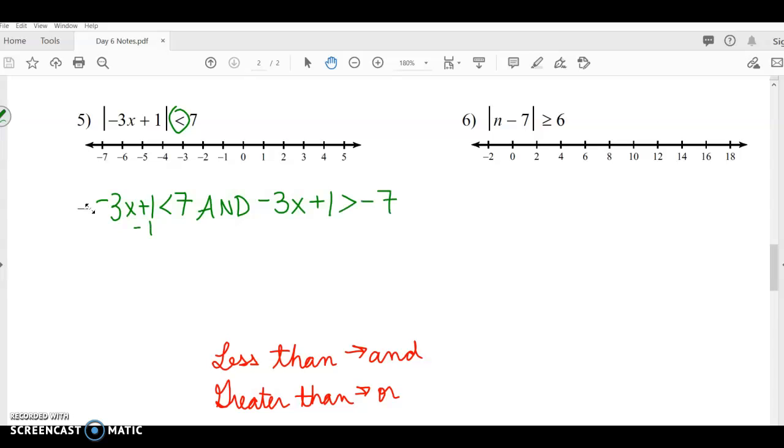Solve them. To get rid of a plus 1, we subtract 1. So we're at negative 3x less than 6. Divide by negative 3. So I've got to flip, right? That causes a flip. So x is greater than negative 2.